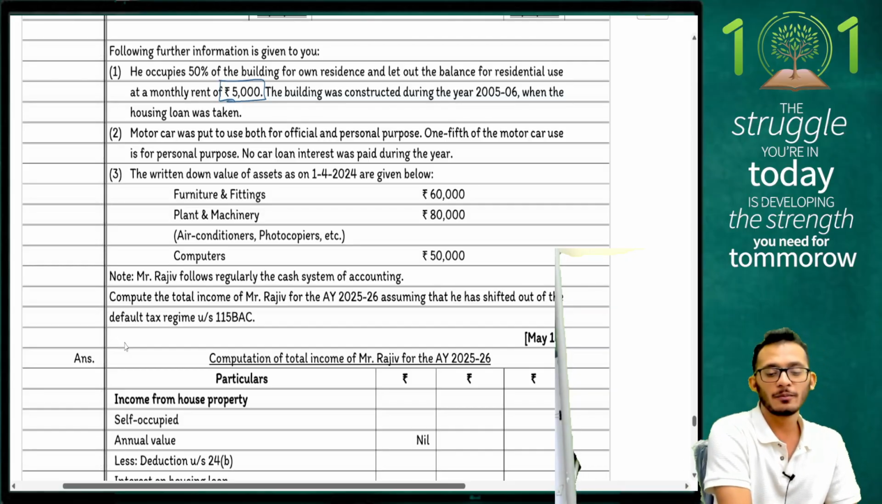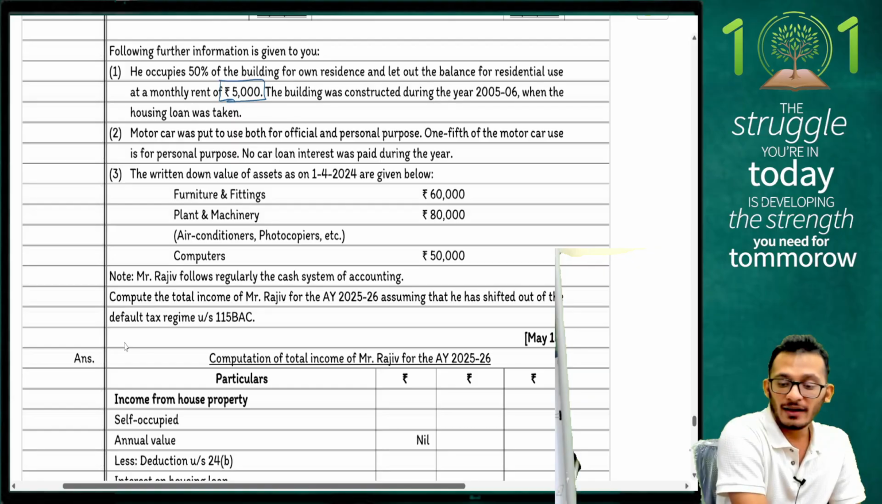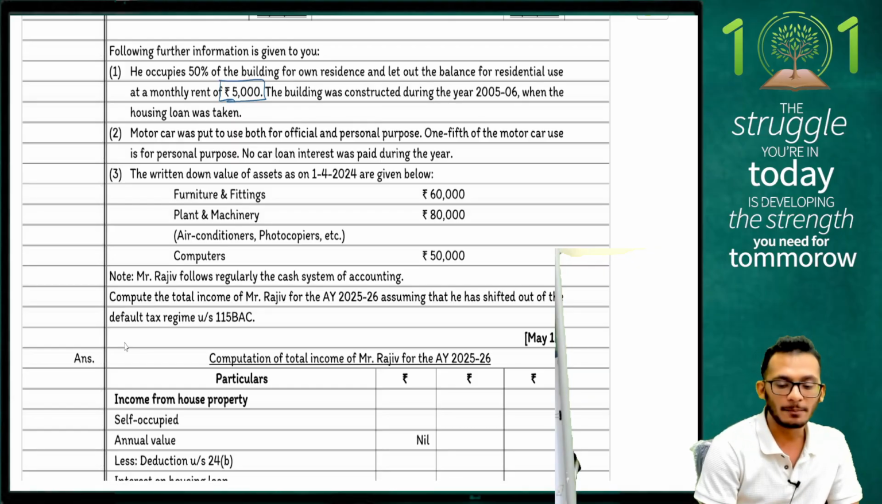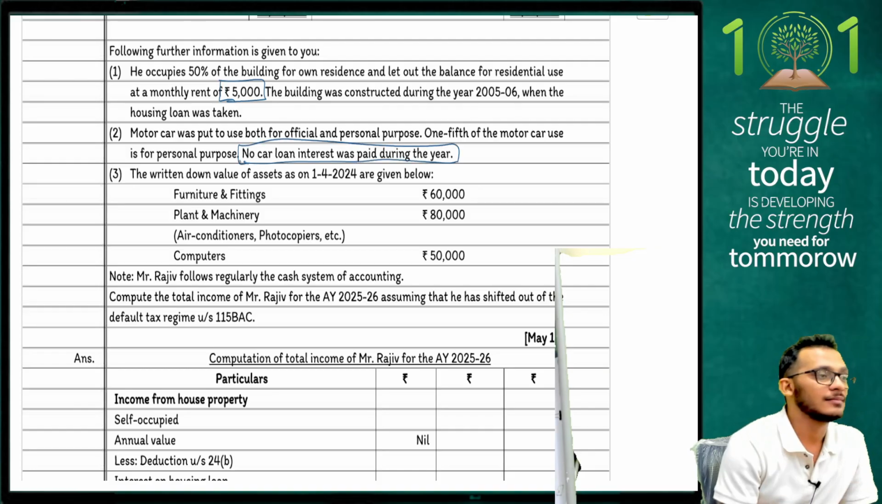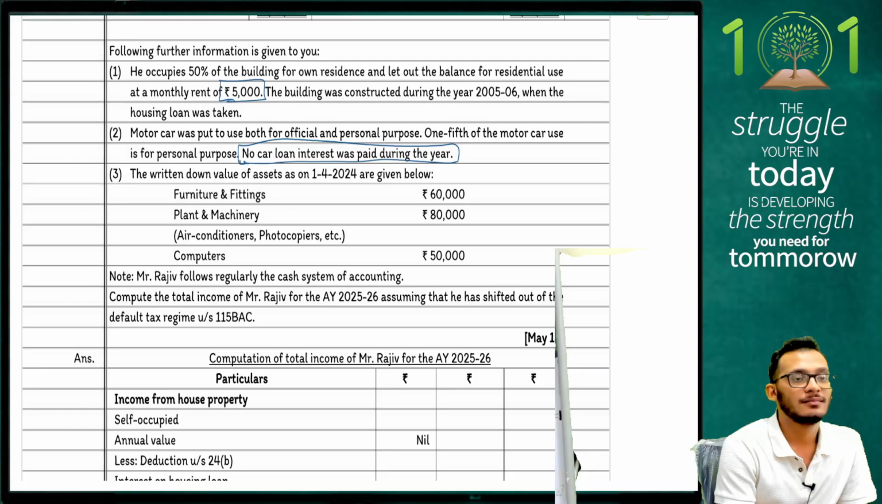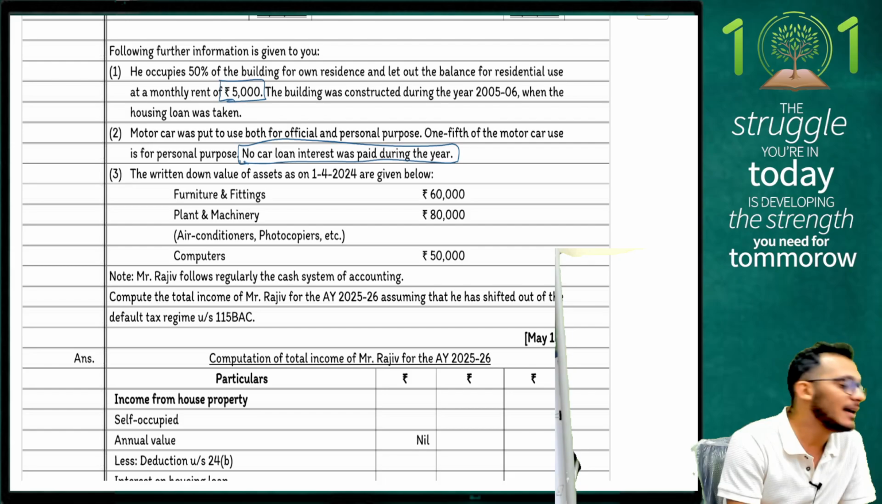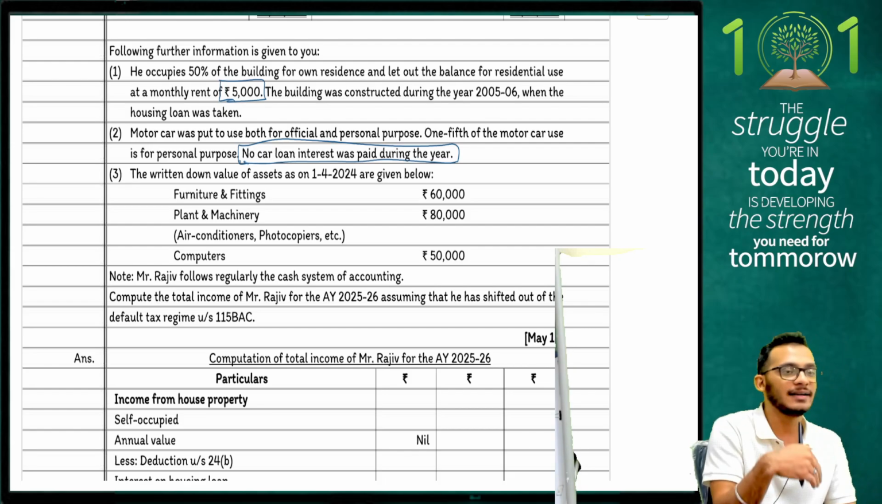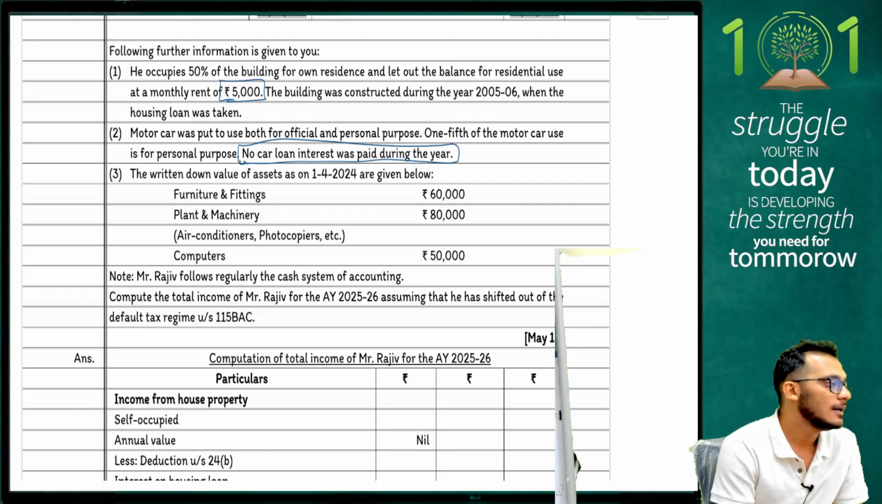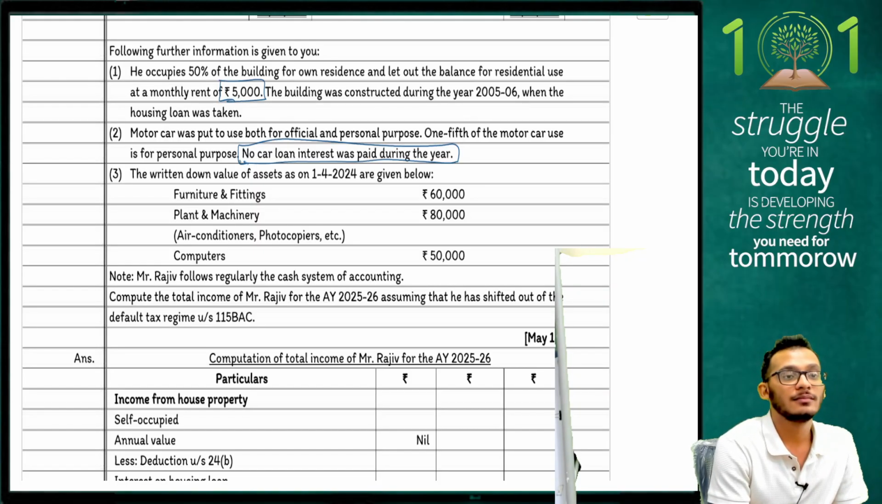Motor car was taken for both personal and official purposes. 1/5 of the motor car is used for personal purpose. No car loan interest was paid during the year. What to do? People, I have not paid any single rupee for my car loan interest, but I have incurred the interest. I have incurred the interest. Can I claim it as deduction?